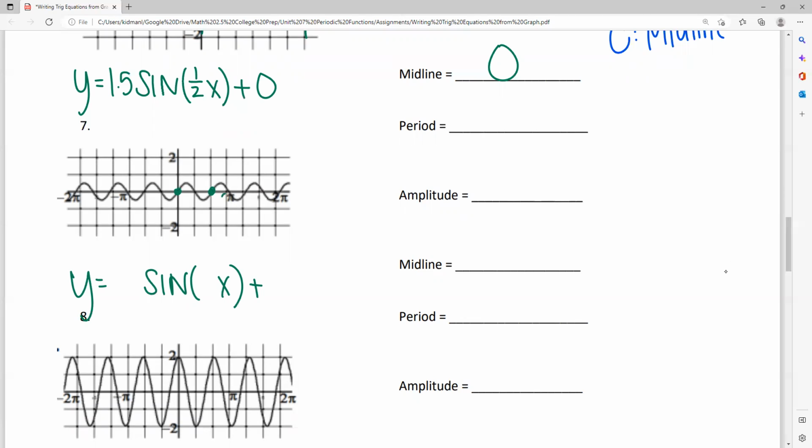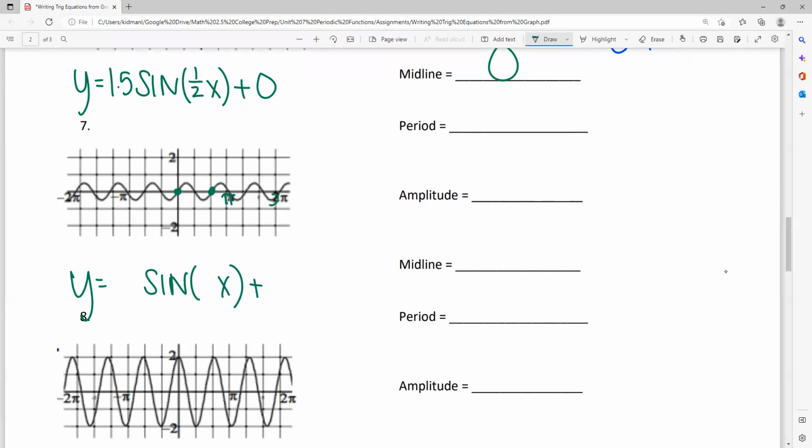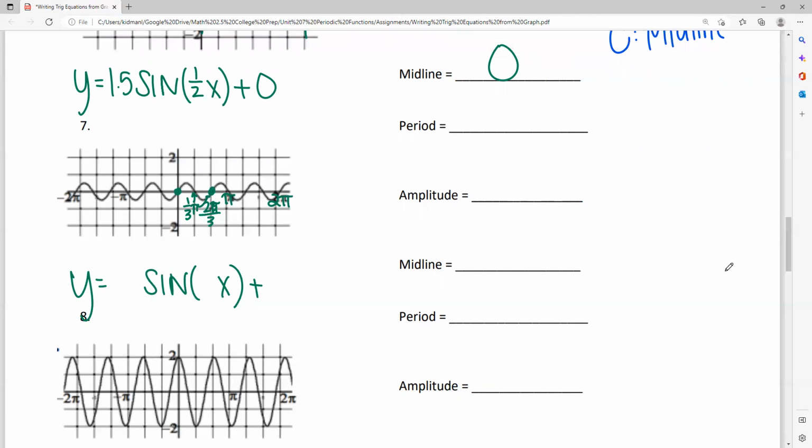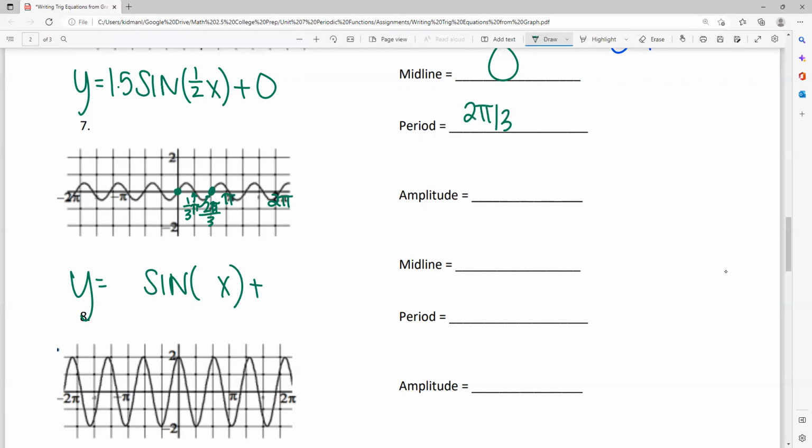Well, 3 blocks gives us pi and 6 blocks gives us 2 pi. So that means every block is 1/3 of pi. So if we get 1/3 pi here, our second block is going to be 2 pi over 3, or 2/3 pi. So that means that our period is going to be 2 pi over 3. So then we want to divide that. So we get 2 pi divided by 2 pi over 3.